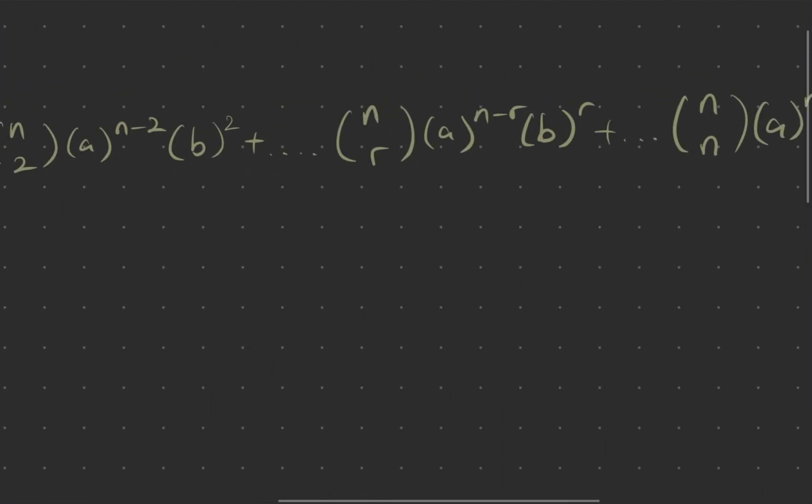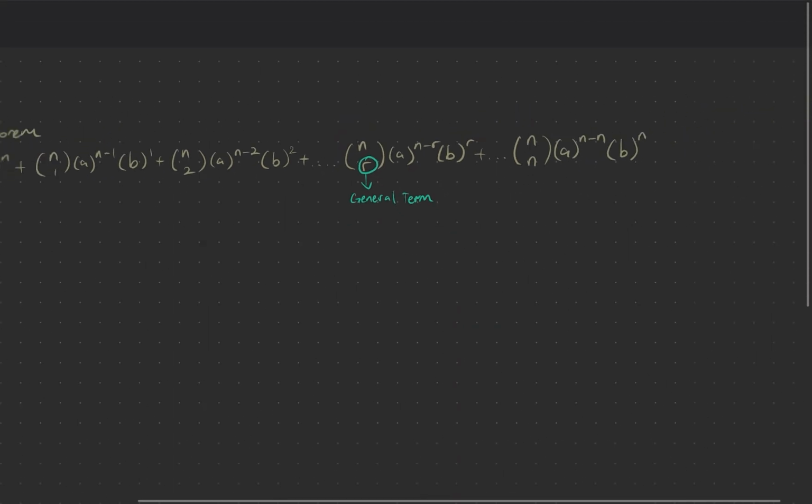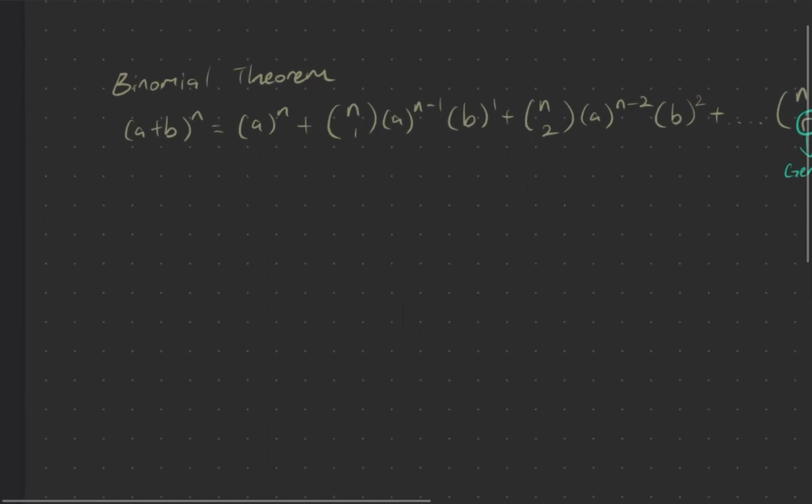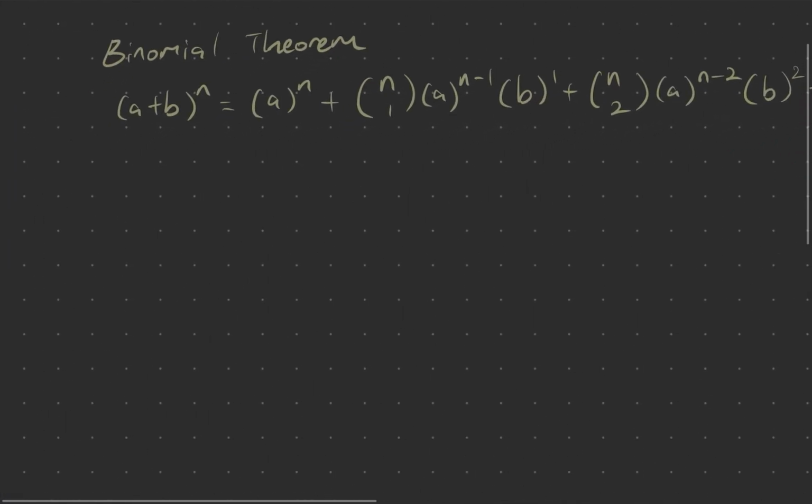So basically this r over here, we call this the general term. This one can be used to find specific terms, but we're not going to worry about that now. We'll cover that later on. This binomial theorem can be used for binomial expansions, basically.